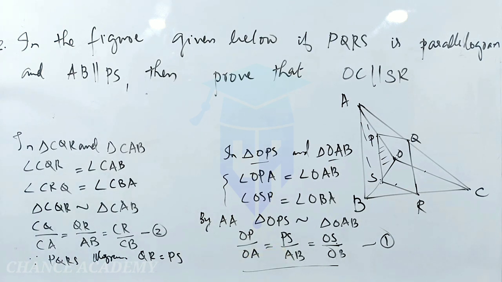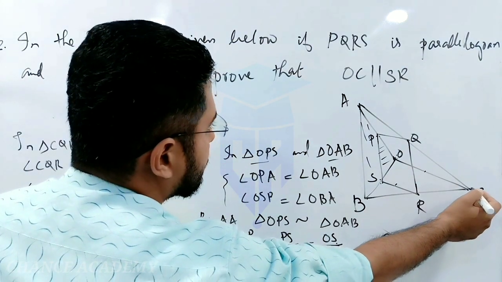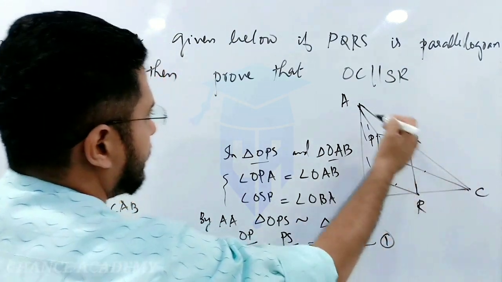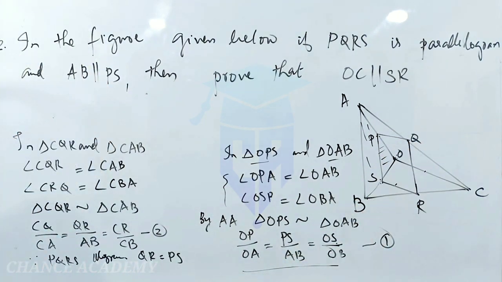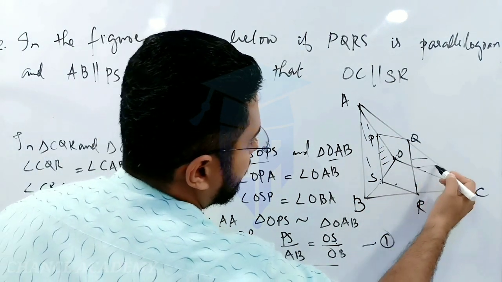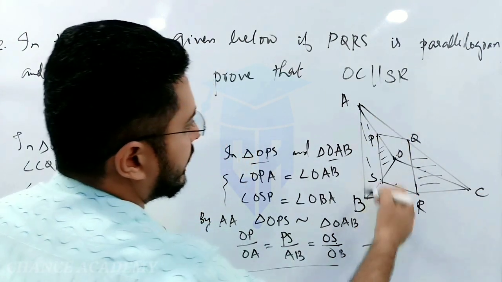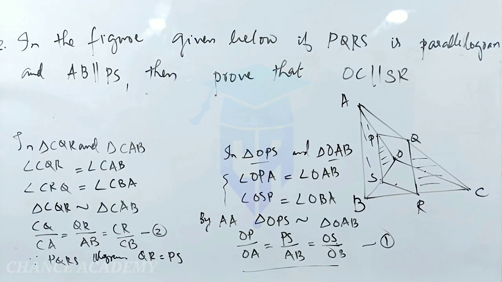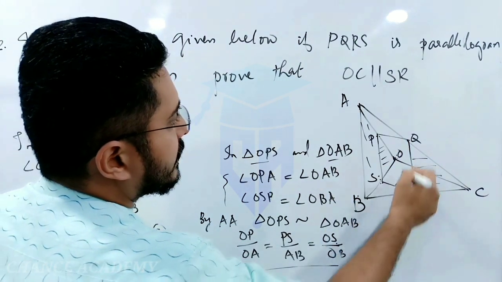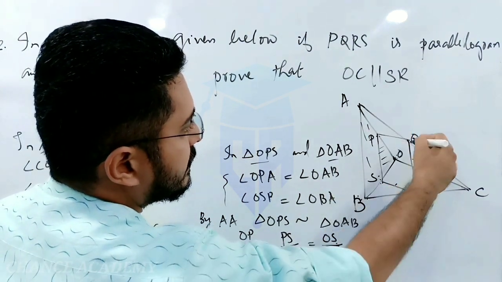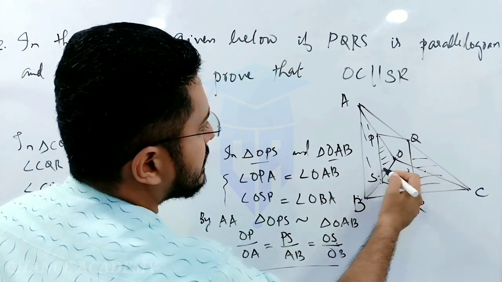In the same way, on the other side, you need to consider another triangle. Now we need to consider the triangle CQR and CAB. So you need to consider the triangle CQR, this triangle, and the bigger one, CAB. In these two triangles, we know that since it's a parallelogram PQRS, PS is parallel to QR. Since PS is parallel to AB, this AB side and QR will be parallel.